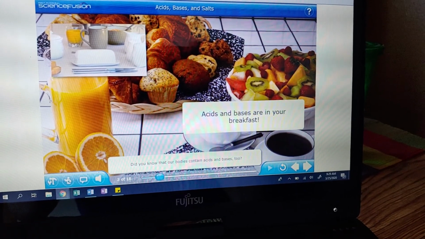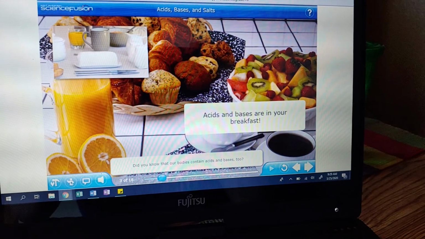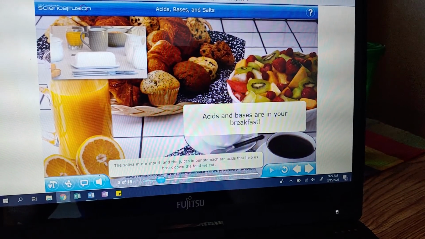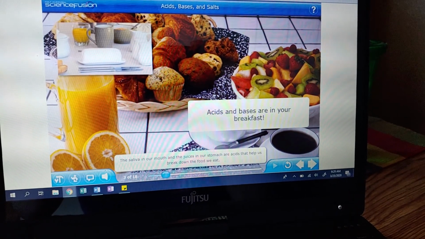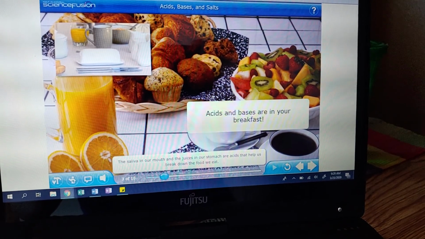Did you know that our bodies contain acids and bases too? Our blood is a base. The saliva in our mouth and the juices in our stomach are acids that help us break down the food we eat.